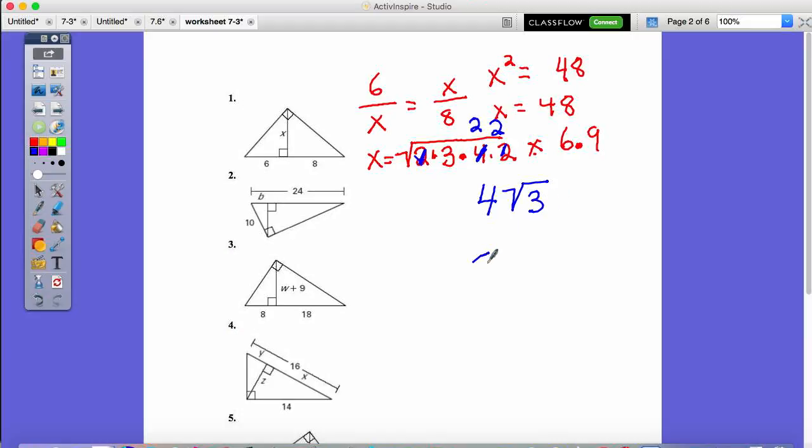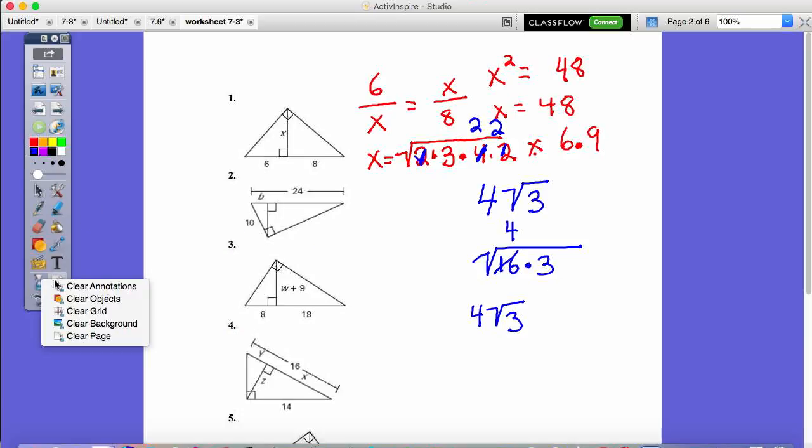Had you realized that 48 is actually 16 times 3? 16 is a perfect square. Square root of 16 is 4, and again, you would get 4 radical 3. So that's problem number 1.